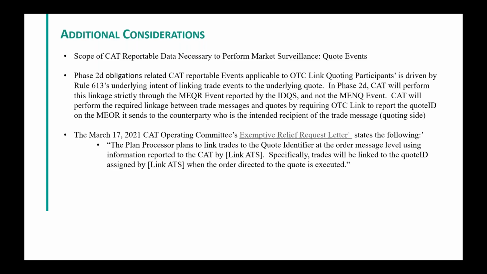So essentially how that's going to work is broker-dealer A sends a trade message directed to market maker 1, a sell order of 100 shares of XYZ. They send a trade message directed to market maker 1. CAT models that initial trade message as being directed first to OTC link. OTC link accepts that trade message and then reroutes that order to market maker 1.